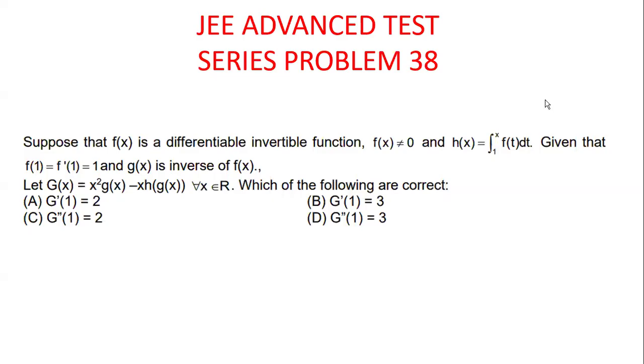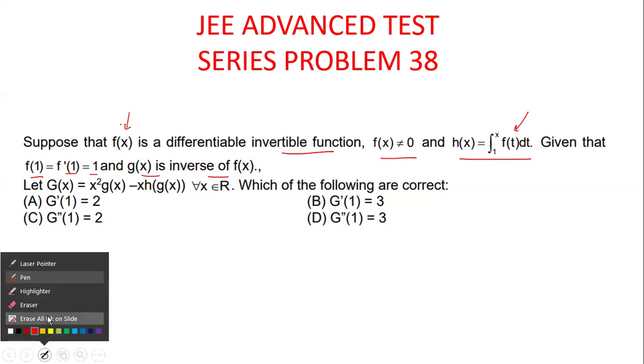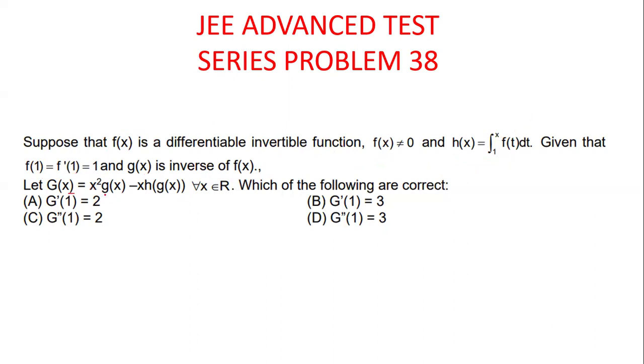So hello guys, in this video we are going to solve this problem. In this problem it is given that suppose that f of x is a differentiable invertible function and f of x is not equal to 0, and h of x is this integral, and given that f of 1 and f dash 1 have a value 1, and g of x is the inverse of f of x, and then we have this capital D function which is x square g of x minus x times h of g of x for all x belongs to real numbers, then we have to tell which option is correct. So this is the problem.